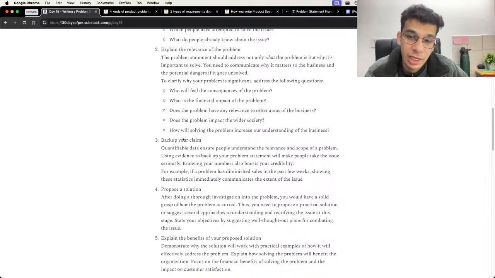And we have given also an example here. If a problem has diminished sales in the past few weeks, showing these statistics immediately communicates the extent of the issue, right? So back it by data. The more data you have, the better, and the easier it is to claim why a decision needs to be taken on an urgent basis and delivered to the customer on an urgent basis, right?